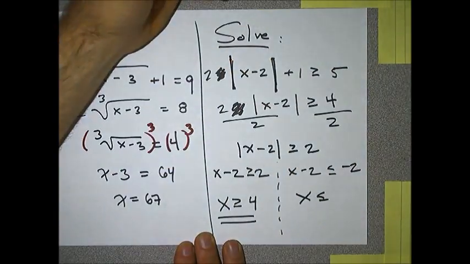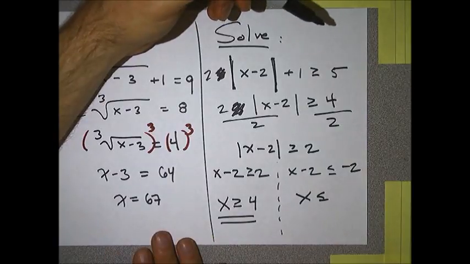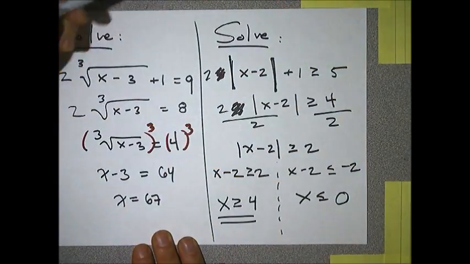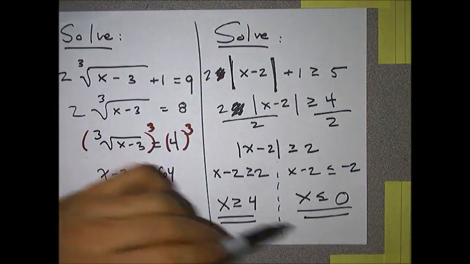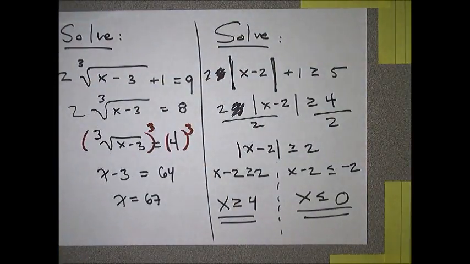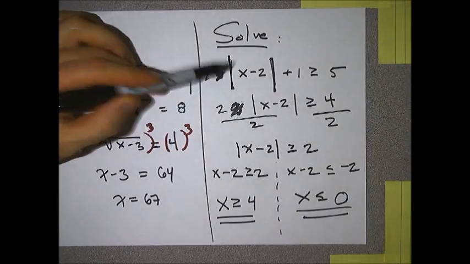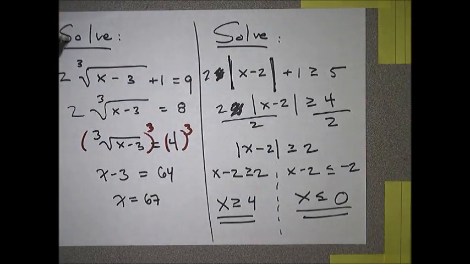X is less than or equal to, I add 2 to negative 2, and I've got 0. Final answer is x is greater than or equal to 4, and also x is less than or equal to 0. Remember, you get two answers with the absolute value. You only get one answer with the radical problem.